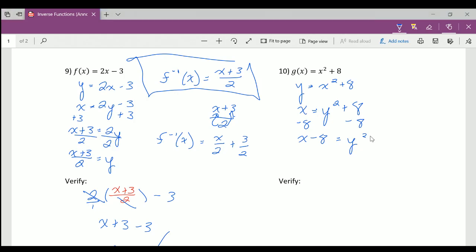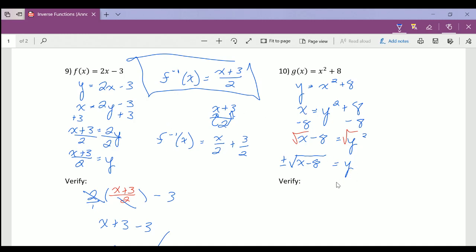And then we need to get rid of this square, so we use the inverse operation, which is to square root it. Remember that anytime you are the person who introduces a square root into the problem, you do need to consider both the positive and negative square roots. So it is going to be plus minus square root of x minus 8.